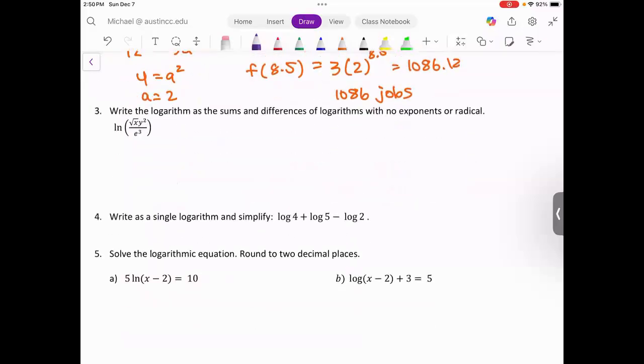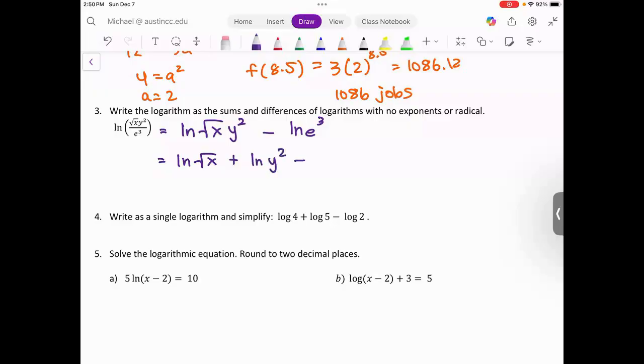Let's write the logarithm as the sum and differences of logarithms with no exponents or radicals. When we start here, we always want to do that quotient property first. We want to get rid of that denominator. So this is going to be natural log of square root of x y squared, minus natural log of e cubed. Then with our natural log of square root of x y squared, we can split that up using the product property. It's going to be natural log of square root of x plus natural log of y squared.